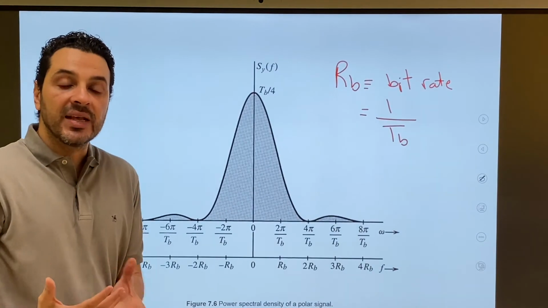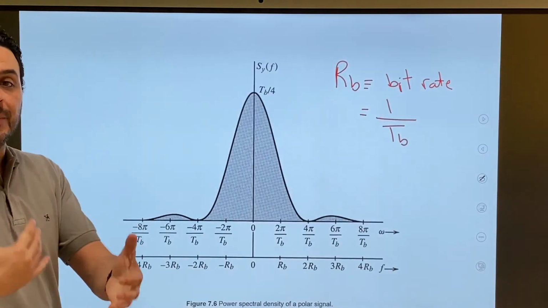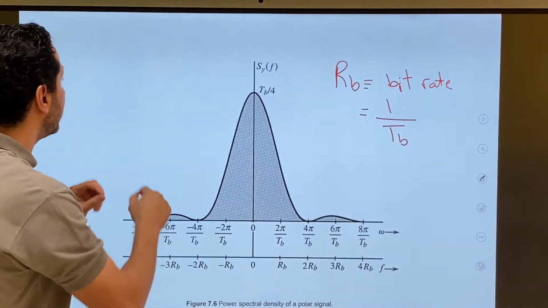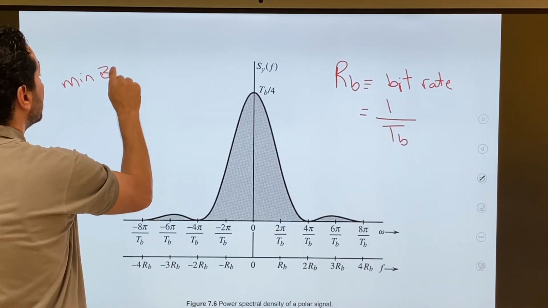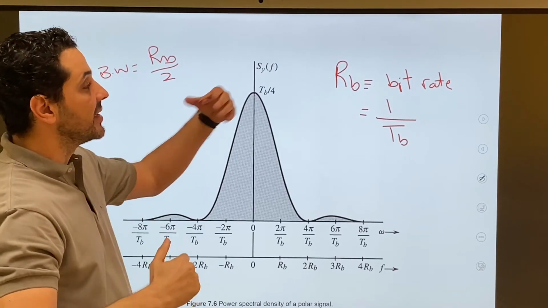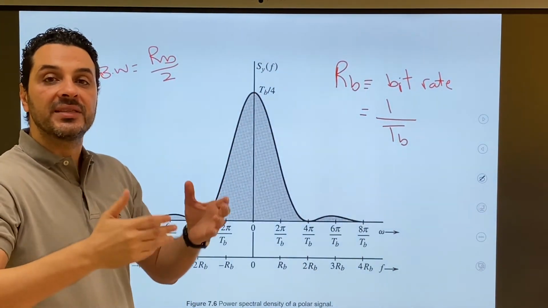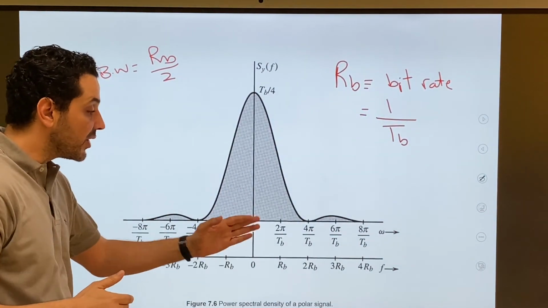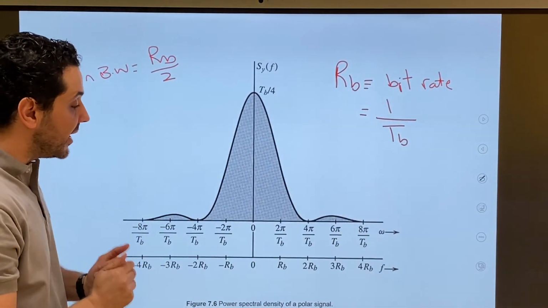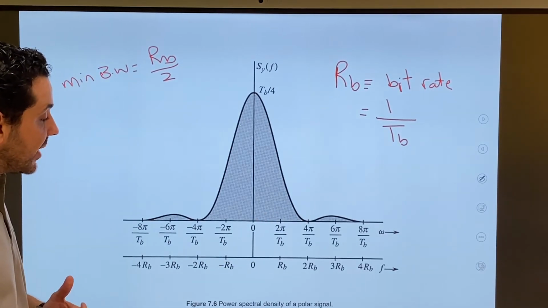Of course, we ask here the question, is that efficient or not? We studied before the minimum bandwidth required to transmit a data rate of RB bits per second, and the minimum bandwidth was RB over 2. So the minimum bandwidth that you need in order to transmit a data rate of RB bits per second is RB over 2. Here, we are not using RB over 2, we are using 2RB, which is much larger than the minimum bandwidth required. So this is the power spectral density of the polar signal.